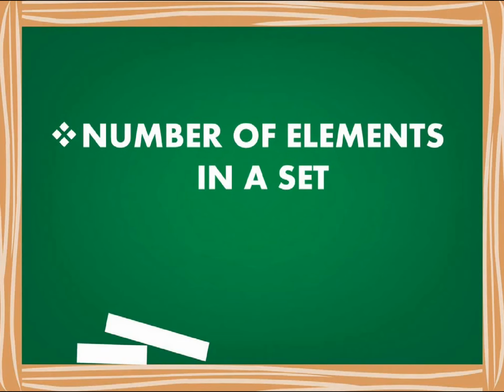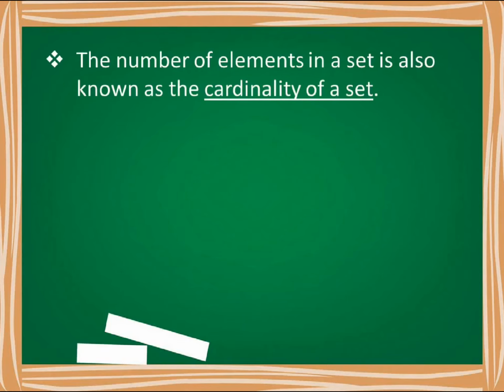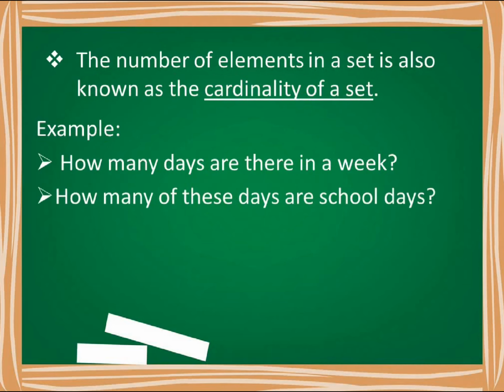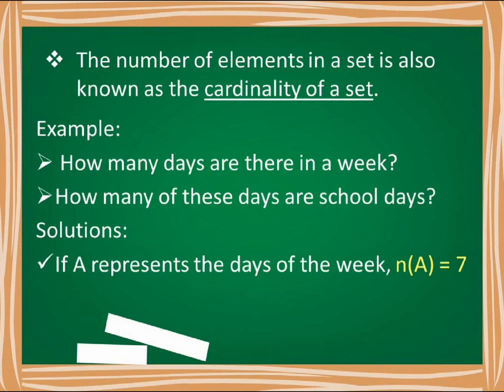Number of elements in a set. The number of elements in a set is also known as the cardinality of a set. Example: how many days are there in a week? And how many of these days are school days? If A represents the days of the week, then we can say that N of A is equal to 7. Dahil meron tayong 7 araw sa loob ng isang linggo. Or we can say the number of elements of set A is equal to 7. Or pwede ring the cardinality of set A is equal to 7.